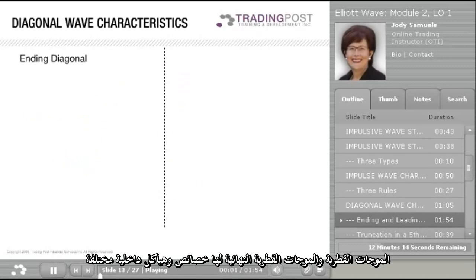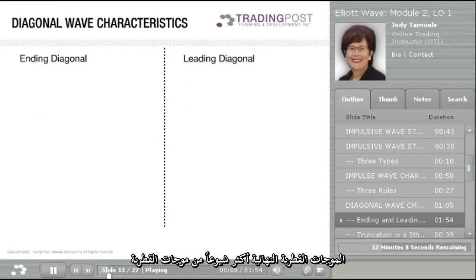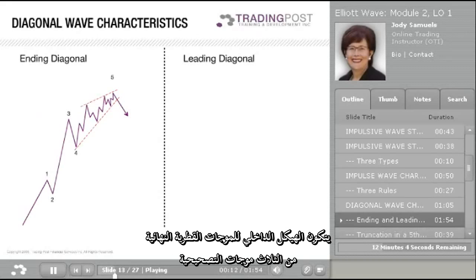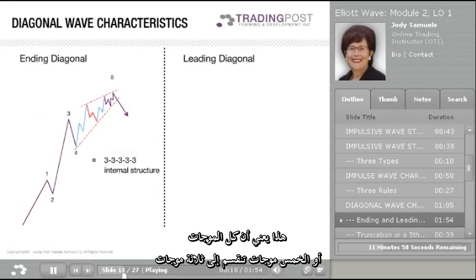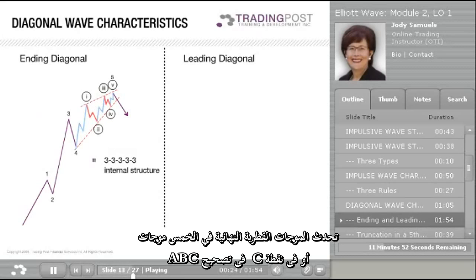Ending diagonals and leading diagonals have different characteristics and internal structures. Ending diagonals are more common than leading diagonals. The internal structure of an ending diagonal is comprised of all 3 wave or corrective patterns. That means that all of the waves of the 5th wave subdivide into 3 waves. Ending diagonals occur in the 5th wave position or in the C position in the ABC correction.